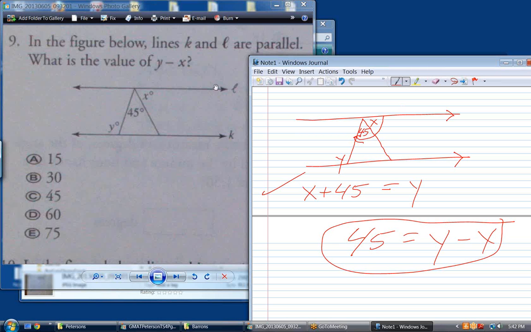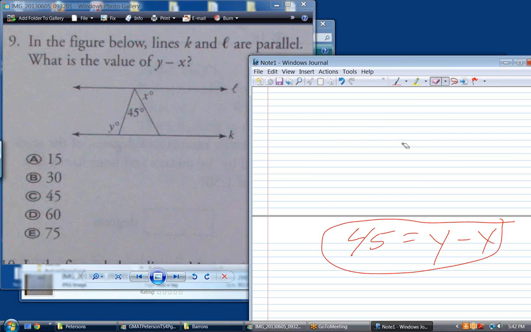This is a good problem because we came across a problem similar to this where, remember, I solved it for m minus n, and she solved it for the individual variables m and n. And I told her that it was fine to solve for the individual variables if you can do it. But in this case, we can't do it. However, we can solve for y minus x.